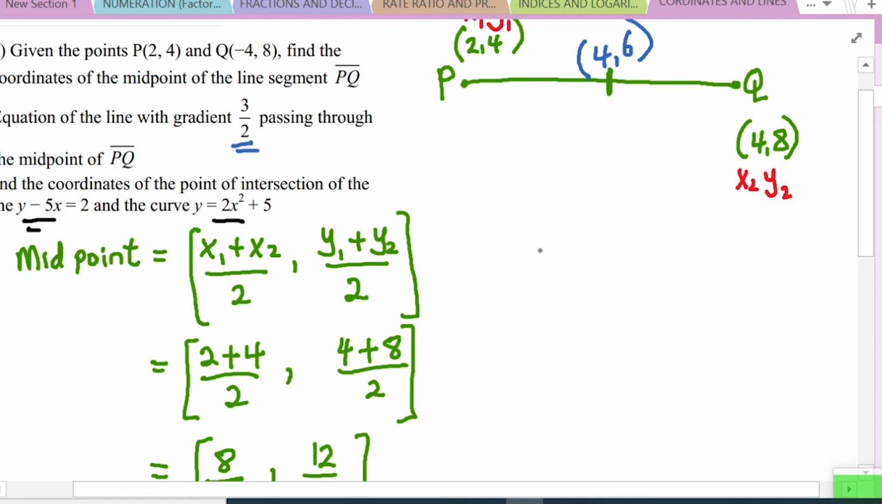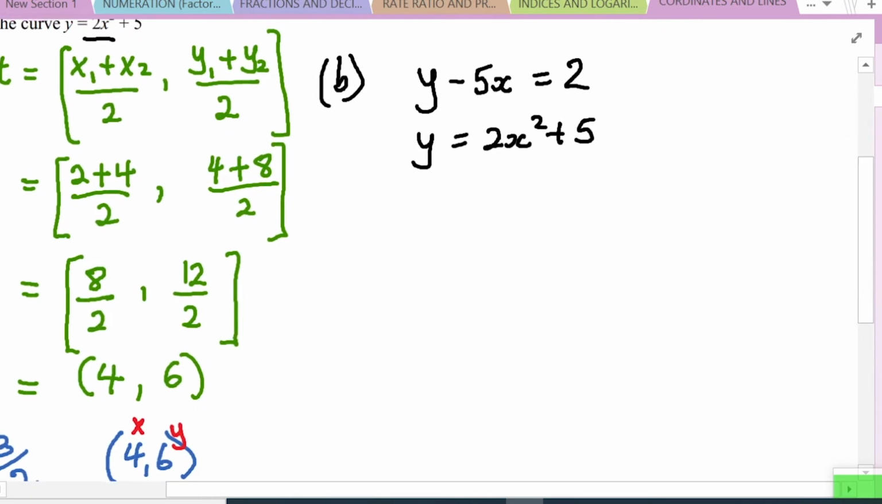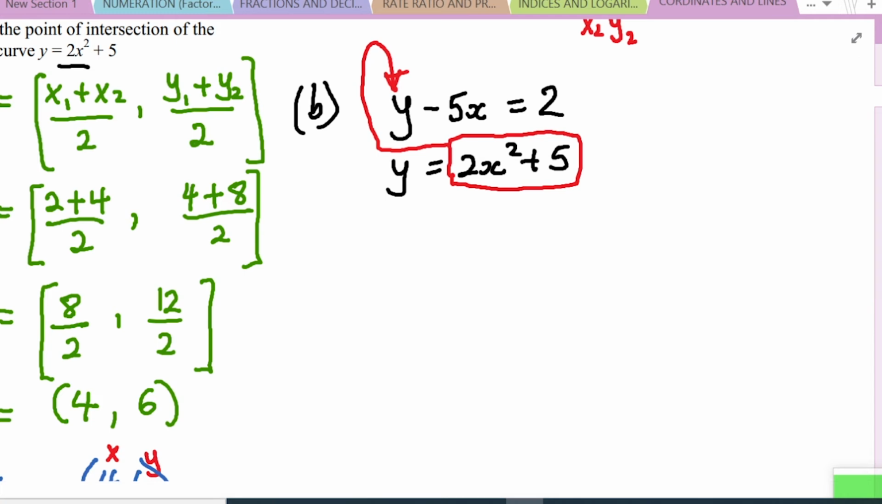Let me write down here. So the thing is, this is part B of the question. So we have y minus 5x is equal to 2. And then we have the curve y is equal to 2x squared plus 5. So we have two expressions. We have a line and a curve. So what we are going to do is just substitute one into another. Already we are seeing, that is solving by substitution. So we are saying that this value of y is equal to that in this expression. So what we do, we substitute this value of y in that equation. And then we proceed with our working.